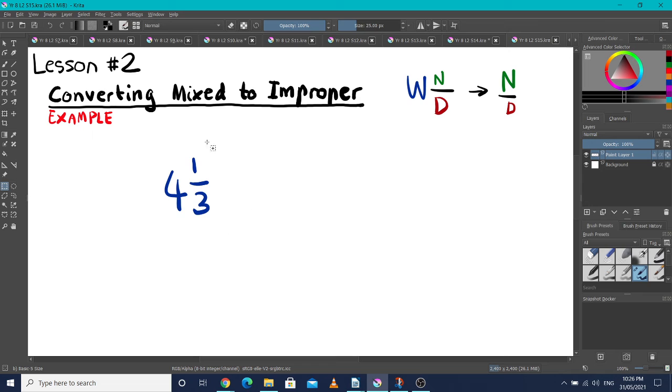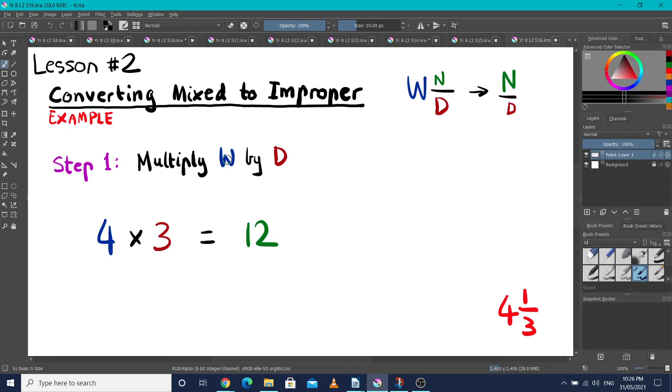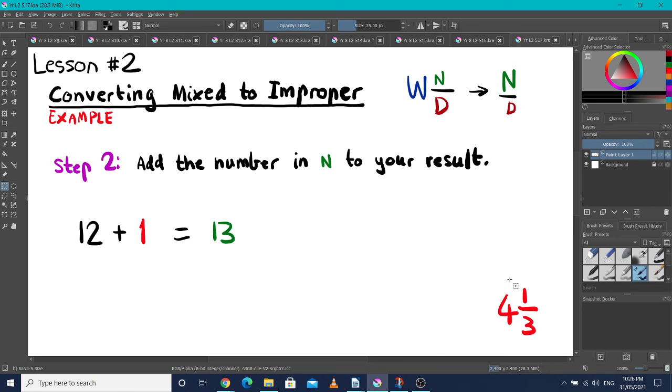So the mixed fraction we're going to look at to convert into an improper fraction is 4 and 1 over 3, or 4 1/3. Step 1, multiply the whole number by the denominator. So you can see the mixed fraction in the bottom right corner as a reminder of what we're trying to change. So this times this, 4 times 3 equals 12. Step 2, we look at the number in our small numerator and add this to our answer from step 1. So 12 plus 1 is 13. This will give you the numerator of the improper fraction.